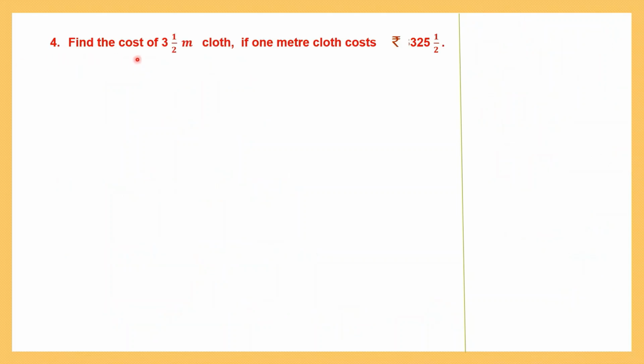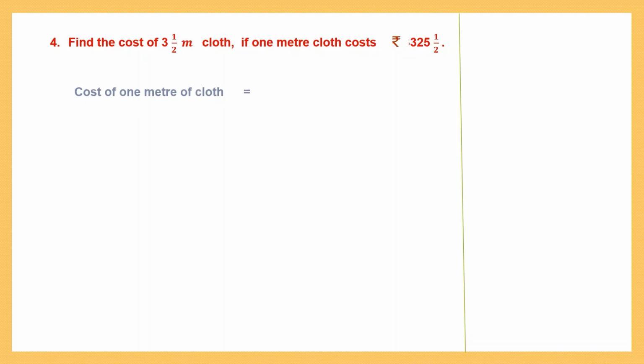Question 4. Find the cost of 3 1/2 meters cloth or 3.5 meters of cloth if 1 meter cloth costs rupees 325 1/2. So here we've been given the cost of 1 meter and we've been asked to find the cost of 3 1/2 meters of cloth. So whenever the cost of 1 is given and you have to find the cost of many, it is a multiplication word problem.